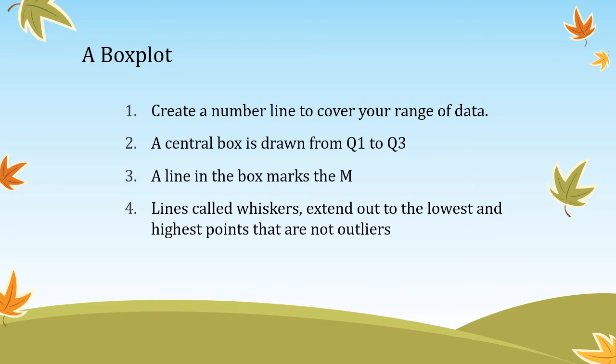Then little lines called whiskers extend out to the lowest and highest points that are not outliers. So every time we do a box plot, we're going to have to calculate our IQR and our outliers with our IQR to come up with the end of where our whiskers are. Okay, and then we put little dots or little X's that are placed to mark where the outliers exist. Okay, so this is how we do a box plot.